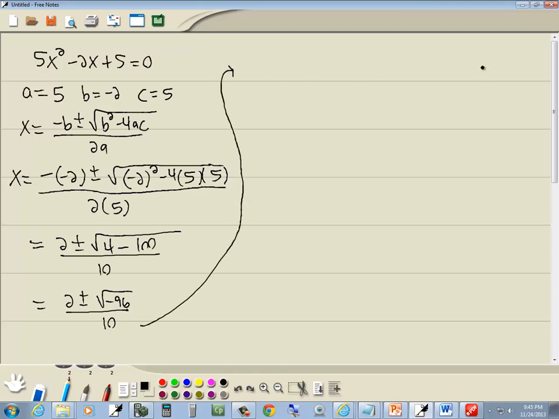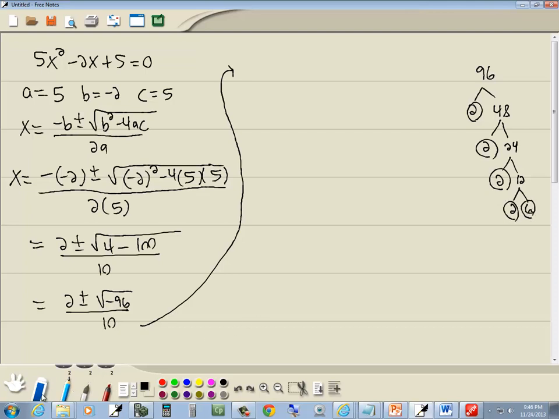Now 96 looks like something we can break down. 96 is 2 times 48. 2's prime, so we circle it. 48 is 2 times 24. 2's prime, so we circle it. 24 is 2 times 12. 2's prime, so we circle it. And 12 is 2 times 6.